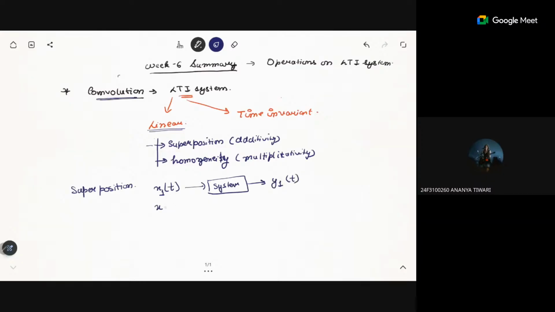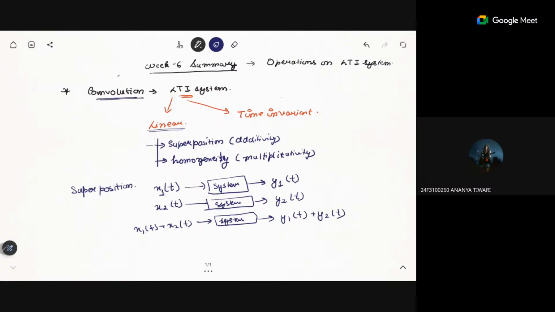Again you take another input, x2(t). The system is the same. Maybe the system performs some reversal operation, and you get the output y2(t). Now you give the input x1(t) plus x2(t) to the same system, and you get the output y1(t) plus y2(t).